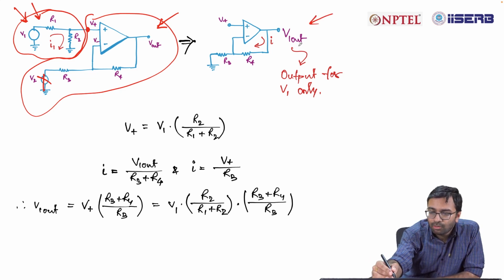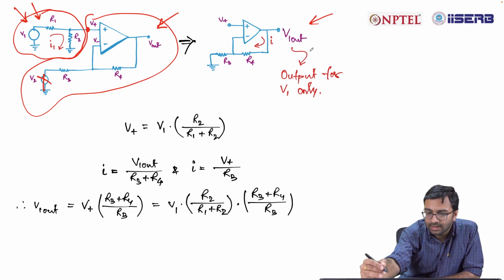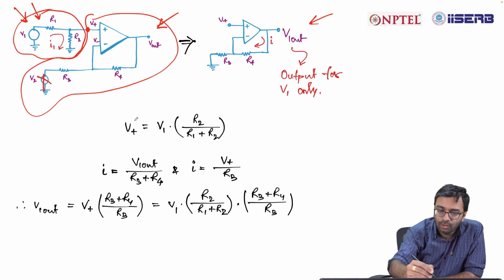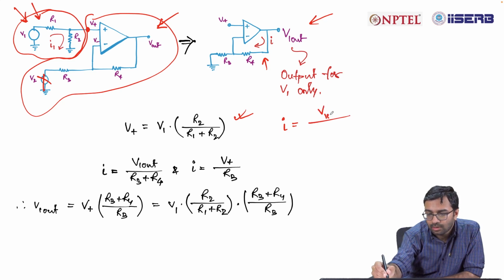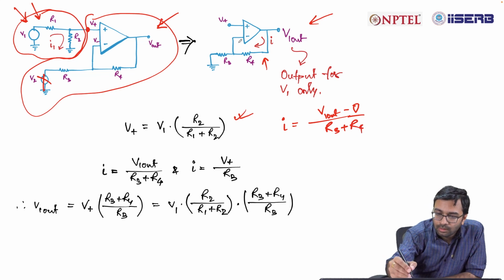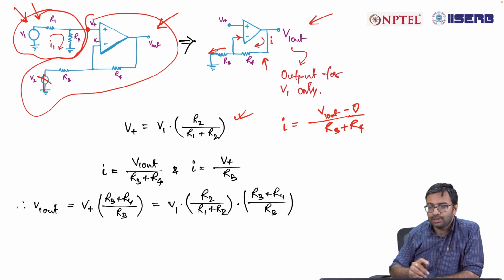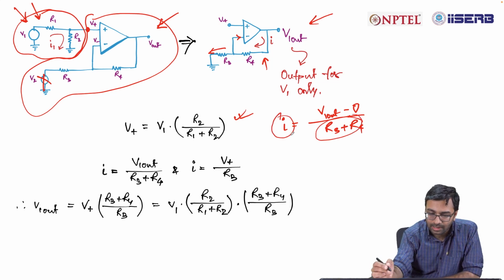Let us consider the V out in this case as V1 out, that is the output for V1 only. Now we know V plus is equal to this, and if we consider this loop, we can write I is equal to V1 out minus 0 divided by the total resistance, that is R3 plus R4. No current will flow inside the amplifier, so the current I will flow through R3 as well.